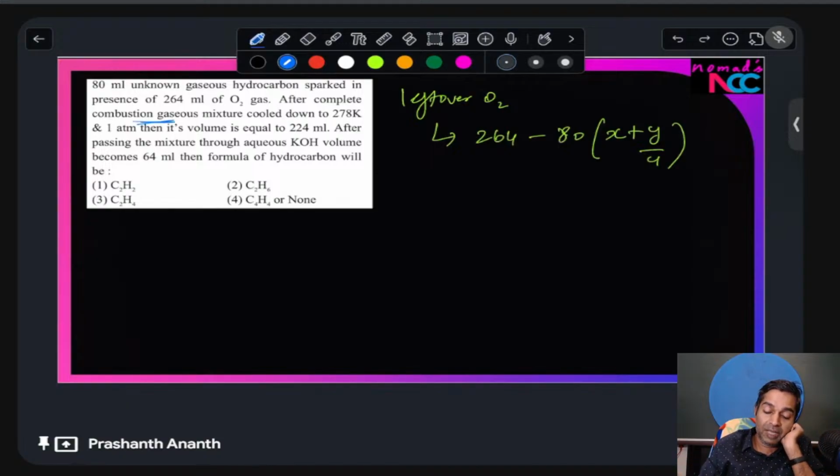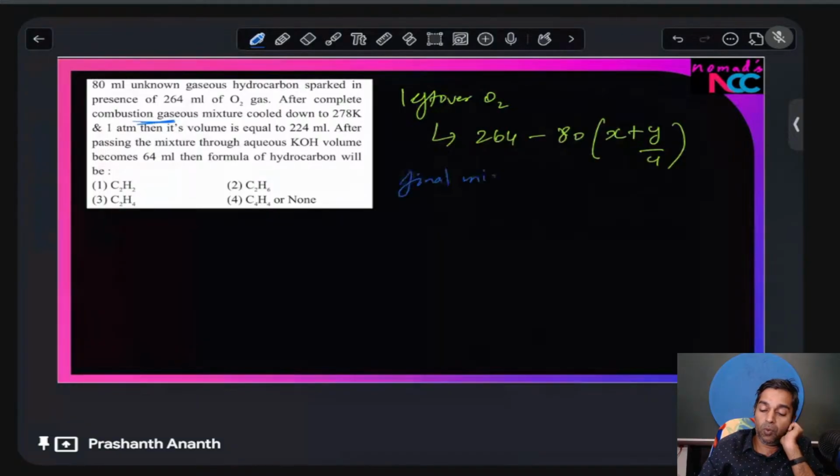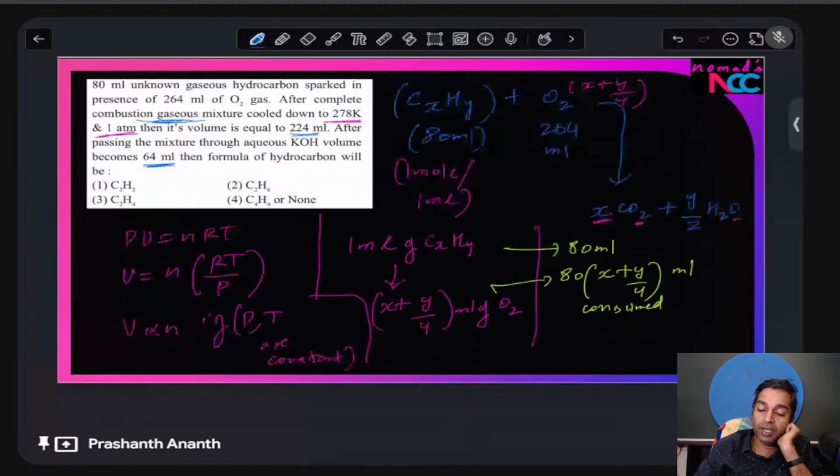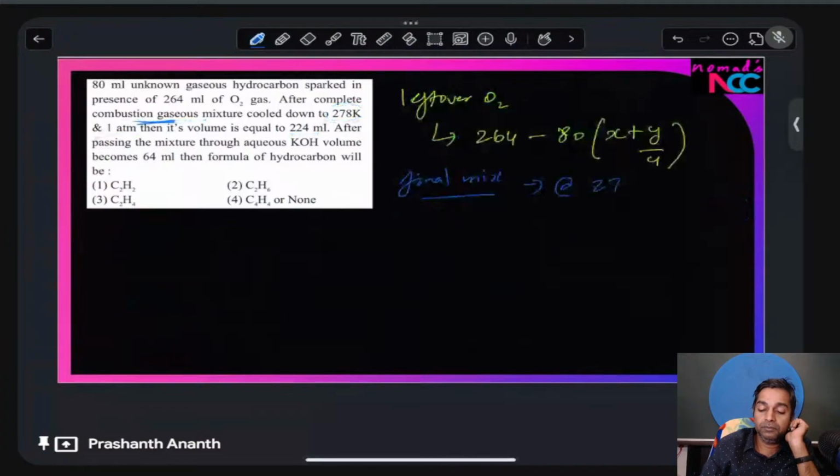Okay, so that means we are going to have the final mixture. What is going to be present there? We had x ml of carbon dioxide and y by 2 ml of water produced here. But pay attention here, it is at 278 Kelvin. This is where this temperature comes into play. At 278 Kelvin, water is a liquid. It is not going to be a gas, it is going to be a liquid. So if it is a liquid, I should not be considering it as part of this over here.